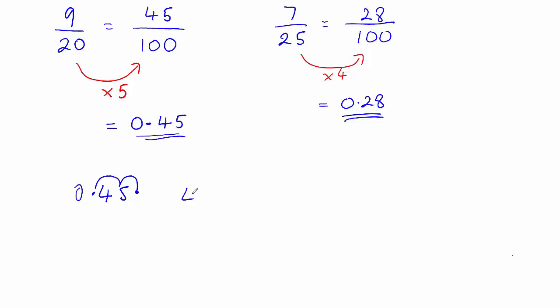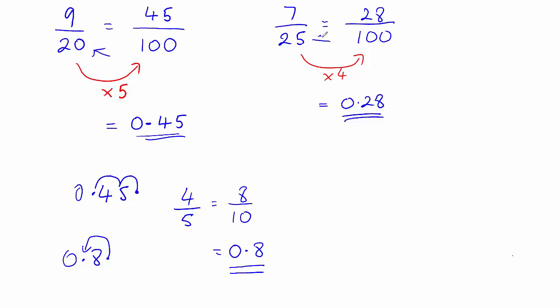Now, if we just had something like 4/5, rather than making the bottom 100, we could make it 10, multiplied in top and bottom by 2, and then 8/10 must be 8 in the tenths column, or dividing 8 by 10, just move the decimal point 1 place. Now, so far I've chosen denominators 20, 25, and 5 that all multiply easily to make 10 or 100.